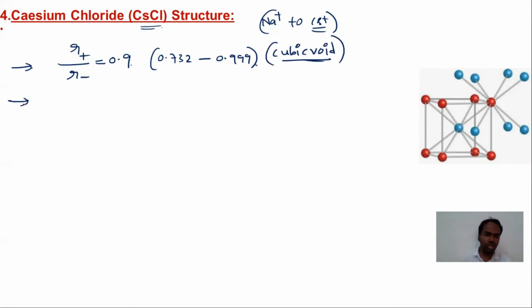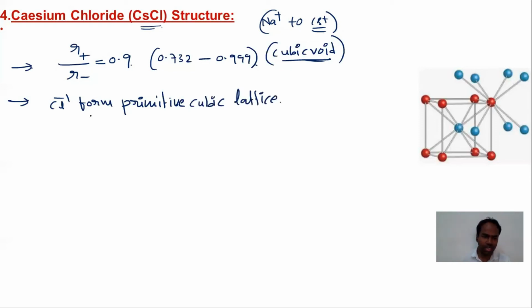Now coming to the positions of cation and anion. Here Cl⁻ forms a primitive cubic lattice.